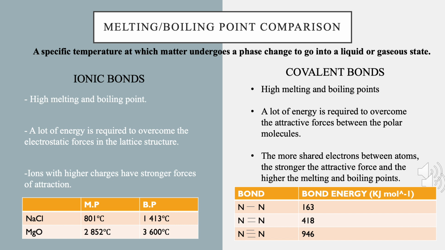Covalent bonds have high melting and boiling points. This is because a lot of energy is required to overcome the attractive forces between the polar molecules. The more shared electrons between atoms, the stronger the attractive force and the higher the melting and boiling points.